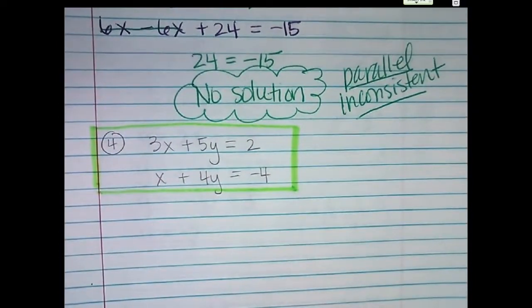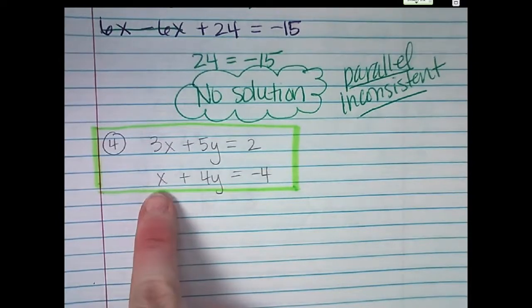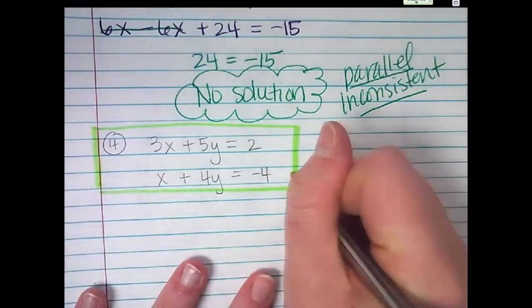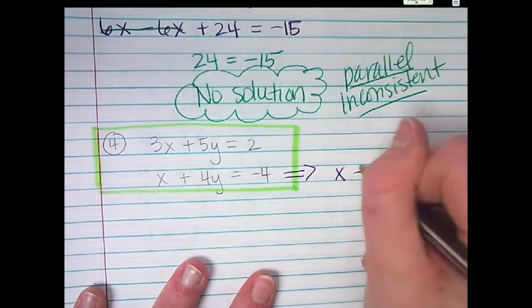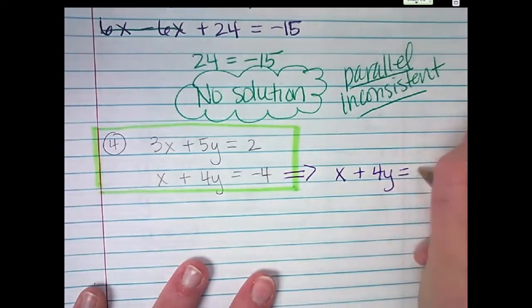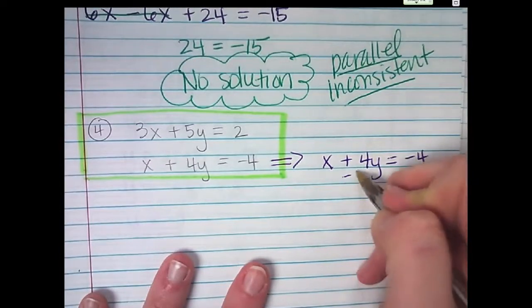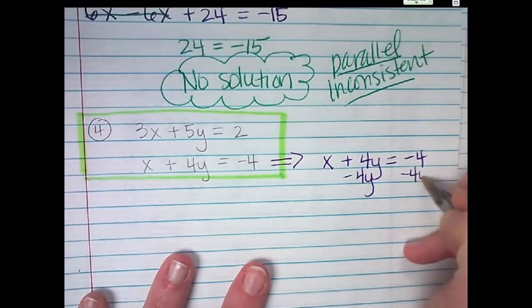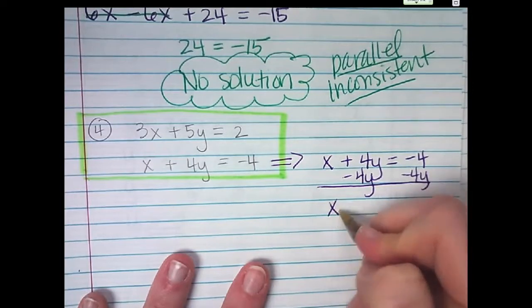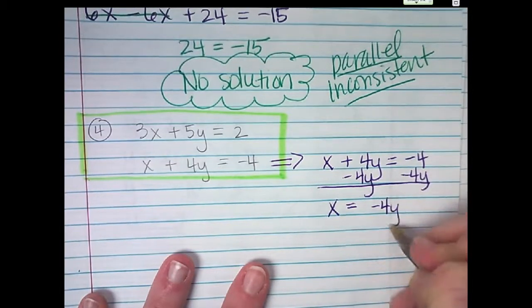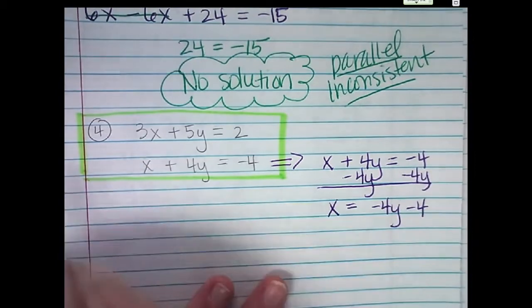You are welcome to solve for the y. The only problem is you just get those icky fractions. So when I look at this and I'm trying to figure out what I want to solve for, I see that x already by itself, so that's the one I'm going to solve for. You solve for the x the exact same way you would solve for the y. It's just unfamiliar to you because we haven't done that before. So I'm going to subtract 4y over. So x equals negative 4y minus 4.